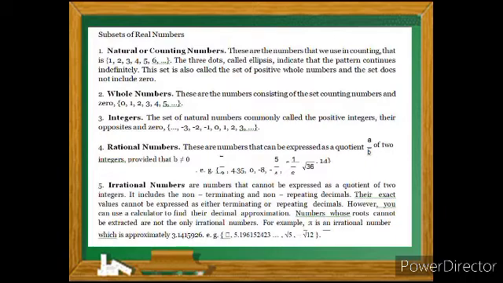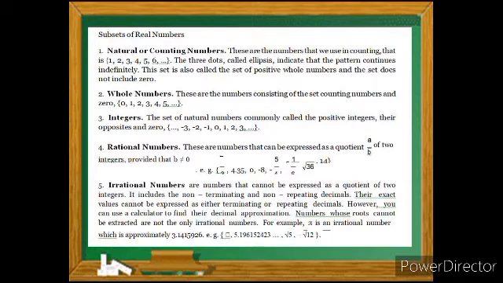Irrational numbers are numbers that cannot be expressed as a quotient of two integers. They include the non-terminating and non-repeating decimals. Their exact values cannot be expressed as either terminating or repeating decimals. However, you can use a calculator to find their decimal approximation. So, yun po yung ginawa ko last time for the week 6. Pinagamit ko kayo ng calculator para po malaman natin yung exact value ng ating given irrational number or yung ating radical.